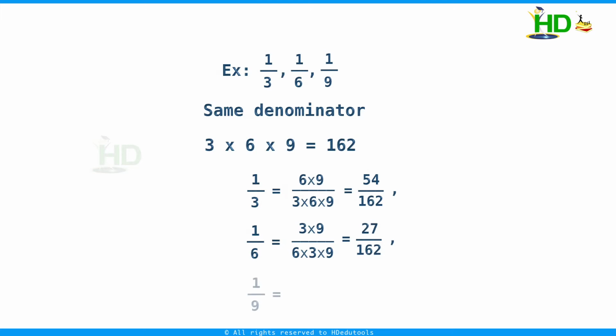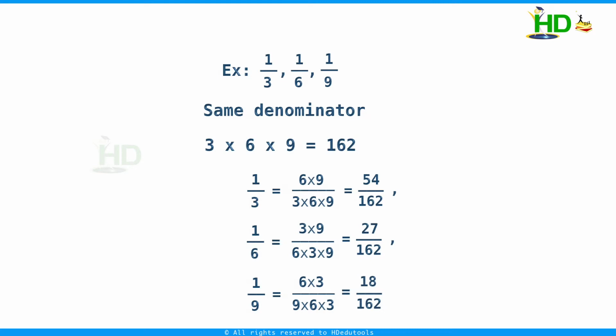Now consider another fraction 1 by 9. Now here the denominator is 9. Now we make this 9 as 162. For this we multiply 9 with 6 into 3. And also we multiply the numerator with the same product 6 into 3. Therefore we can write this as 6 into 3 divided by 9 into 6 into 3. And this is nothing but 18 by 162.